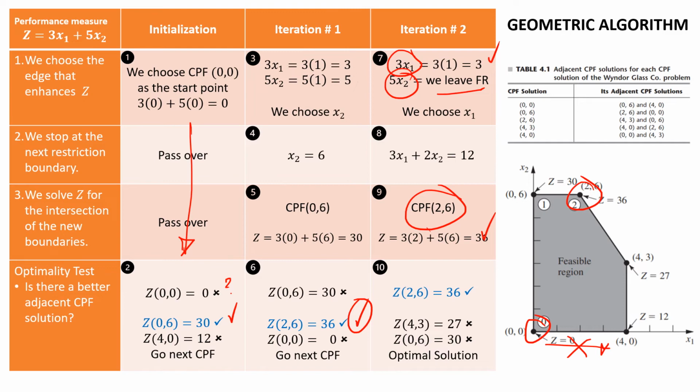At this point, we do again the optimality test, where we ask if there's a better adjacent CPF. My performance measure with the (2,6) CPF is 36. Adjacent CPFs are (0,6), which gives me 30, and also (4,3), which gives me a performance measure of 27. So at this point, we don't have a better solution. We can say that we have finished, and this is going to be our optimal solution.